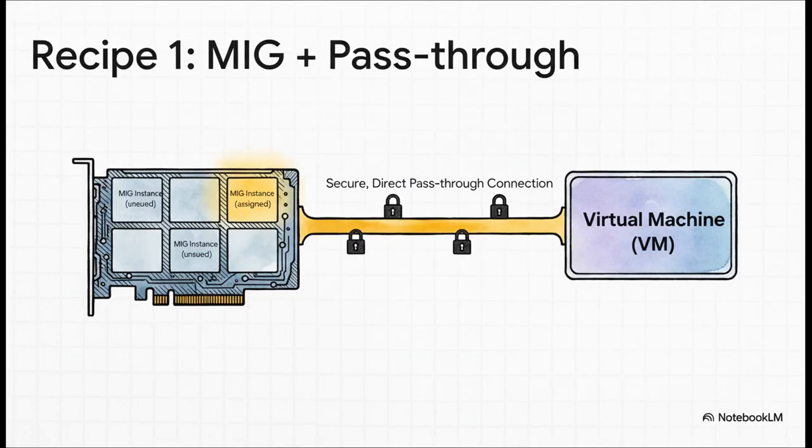So, the first recipe is simple. MIG plus pass-through. You take one of those hardware-isolated MIG instances and you pass it directly to a virtual machine. That VM gets exclusive access to that slice of the GPU. This is the absolute best you can get for security and performance guarantees when you have multiple tenants on one GPU.